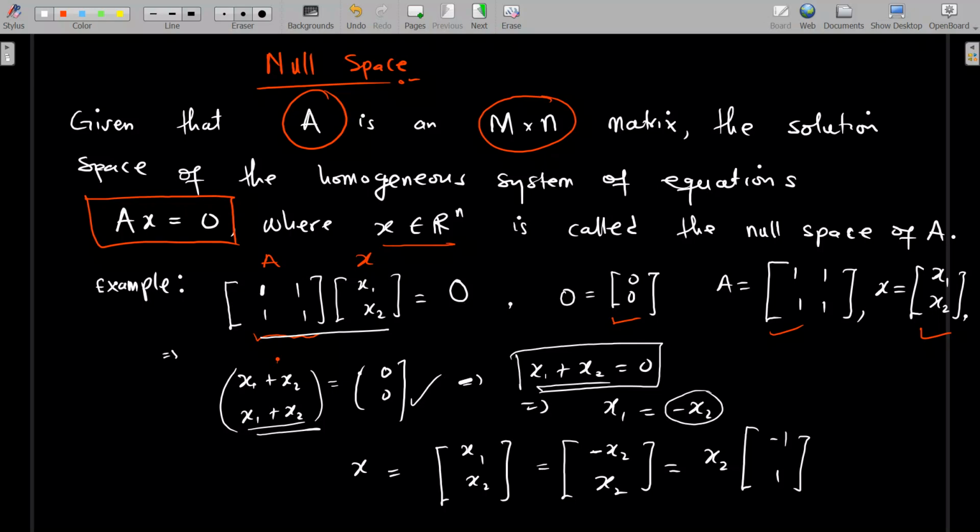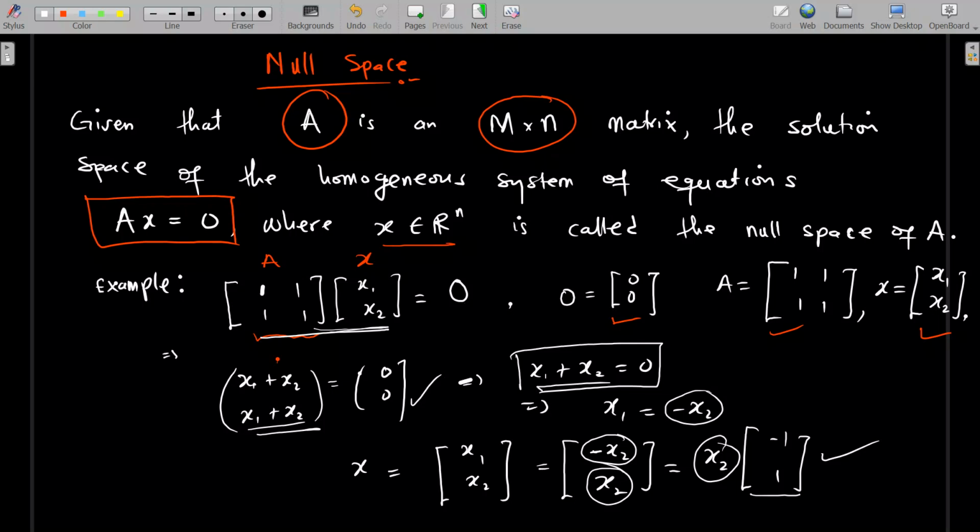Now my x that I'm after, x1 x2, can be written as negative x2 because x1 is negative x2, and x2 itself. If I factor x2 out, I get x2 multiplied by the vector negative 1, 1. Because x2 is just any value, any scalar multiple of this vector placed here, multiplied by this matrix, will give me 0.